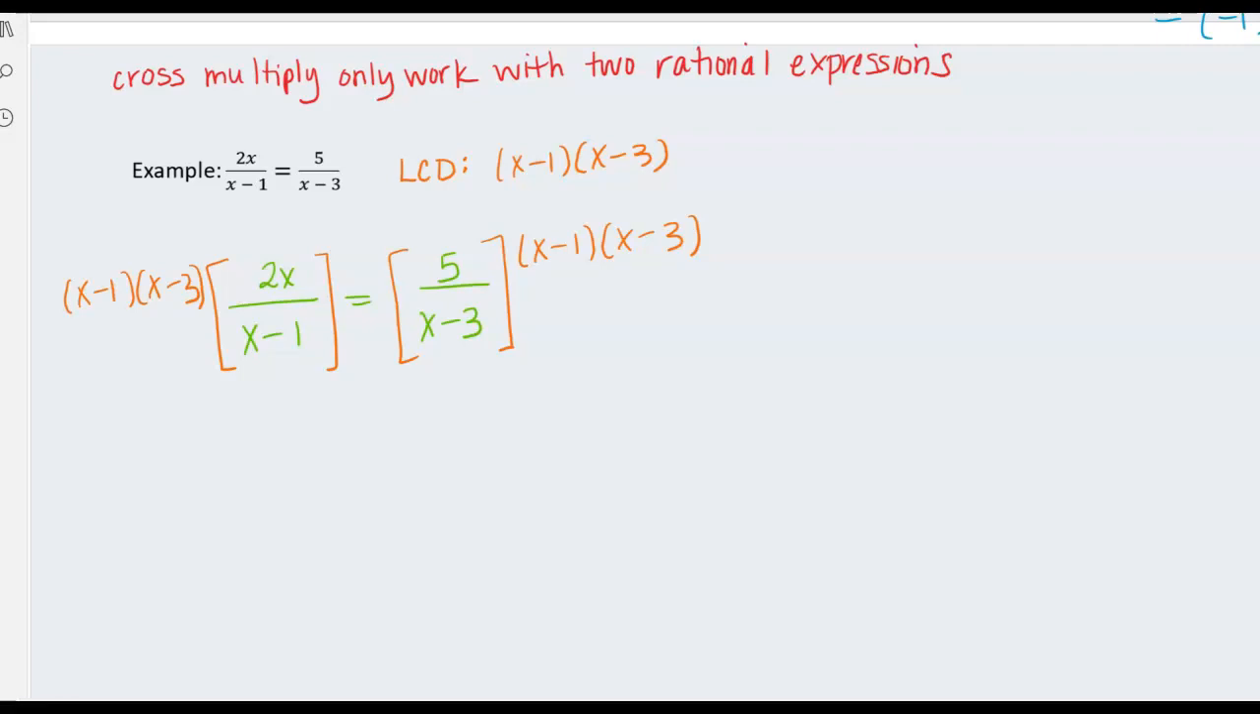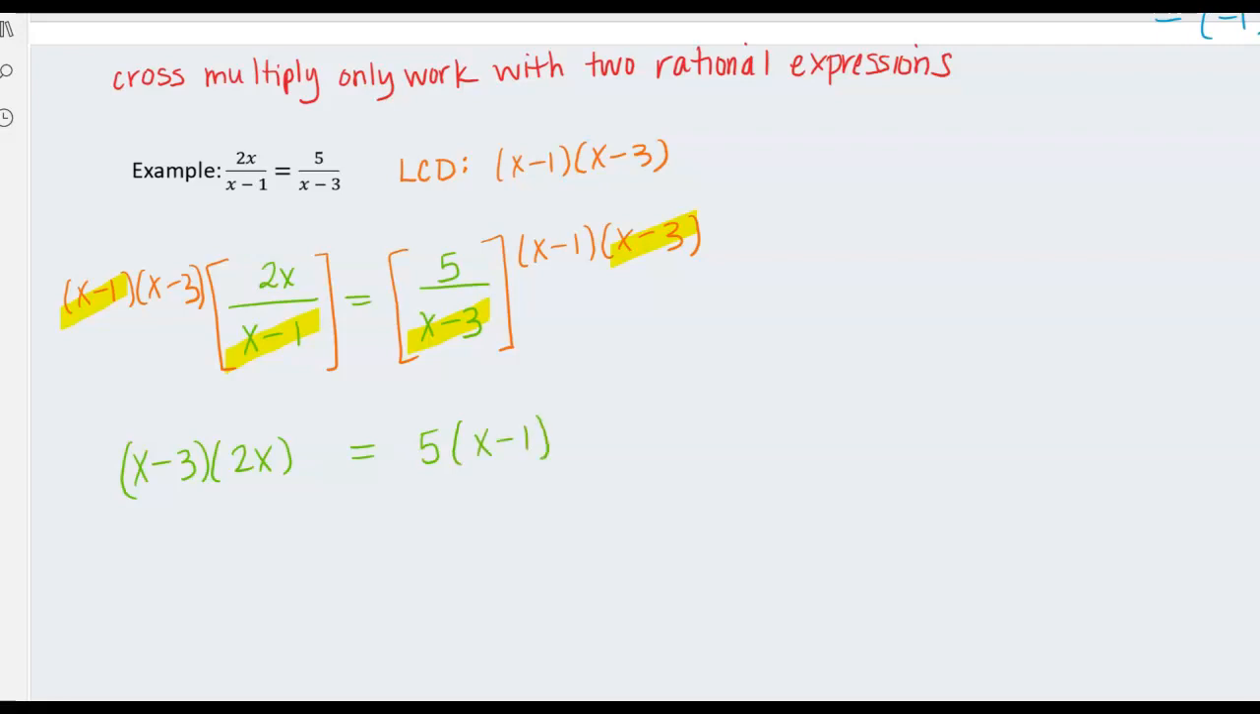Now notice I kind of wrote it up above to remind us that technically it gets multiplied by the numerators, but before we multiply, we want to see what it can cancel in the denominator. And if we've done this process correctly, our next line should end up with no fractions at all. On the left, we're going to have the x minus 1 and the x minus 1 cancel. And so it looks like we have x minus 3 multiplied by 2x. On the right, the x minus 3's will cancel, and we end up with 5 multiplied by x minus 1.